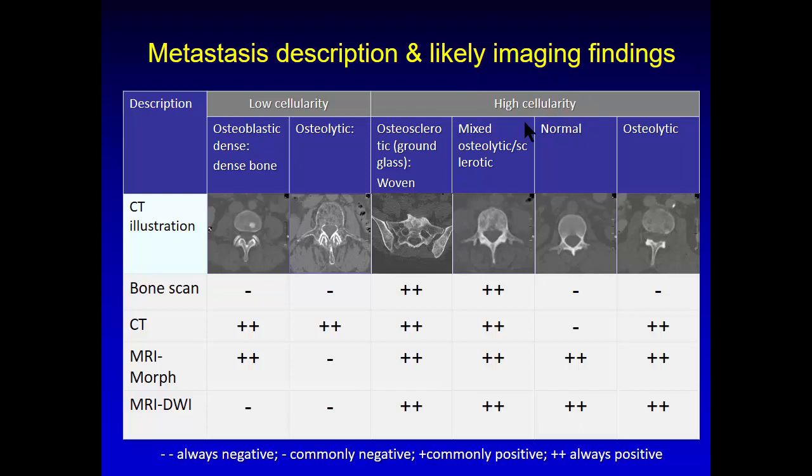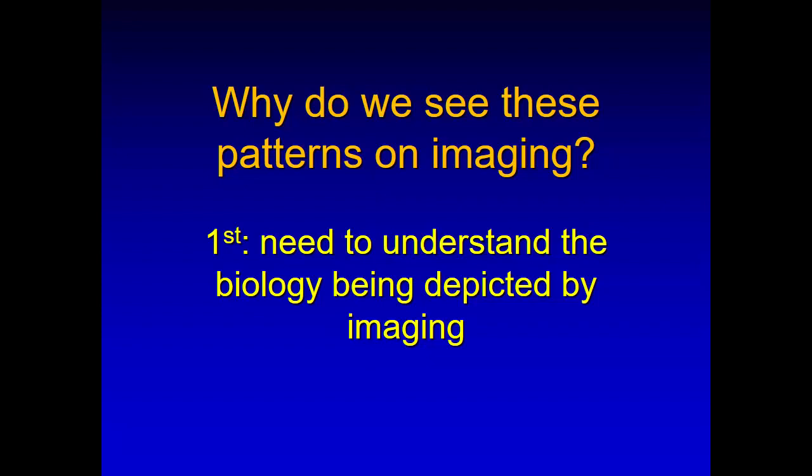You've got the high cellularity spectrum, and the high cellularity spectrum ranges from this ground glass appearance, so-called osteoblastic or osteosclerotic pattern, to this osteolytic pattern, which is at the other end, with a normal pattern being in the middle as well. Now, whether these lesions are positive or negative depends on the cellularity and the bone response to the cells within the marrow space. And I've just laid out to you what they commonly look like. Now, so the question is, why do we see this?